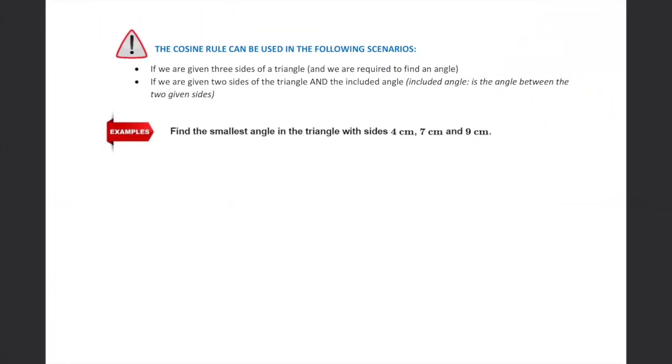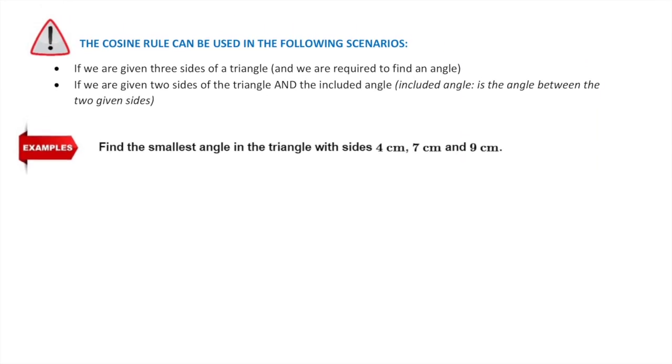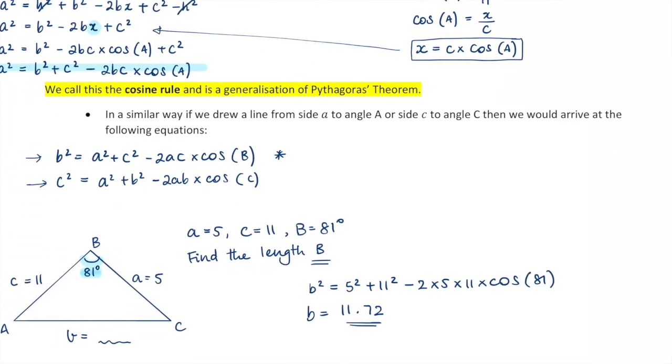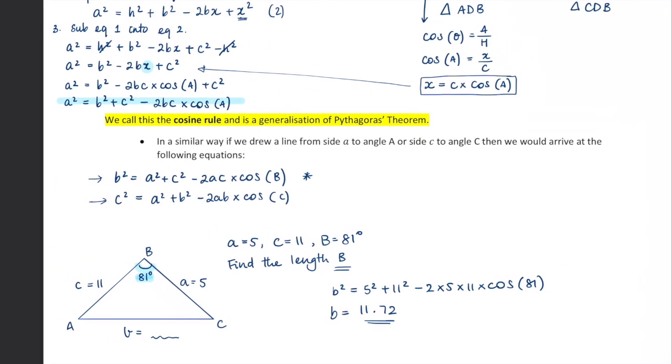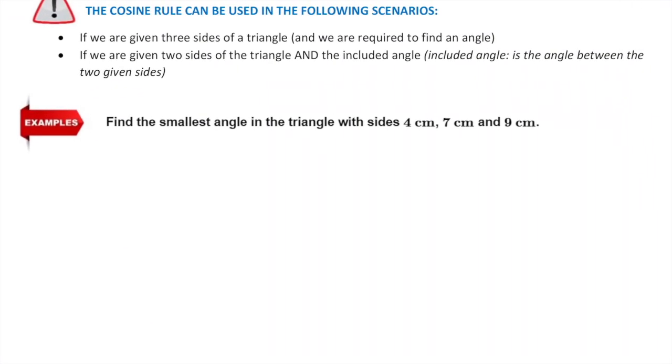So moving on to the next page, I've written the following statement. So the cosine rule can be used in the following scenarios. So 1, if we are given 3 sides of a triangle and we're required to find the included angle, or an angle. And then if we are given 2 sides of the triangle and the included angle, so this is the included angle here. In this example, the included angle was 81 degrees. So I've written here as well, just in case, the included angle is the angle between the 2 given sides. So these are the 2 conditions that we need to have in order to use the cosine rule.